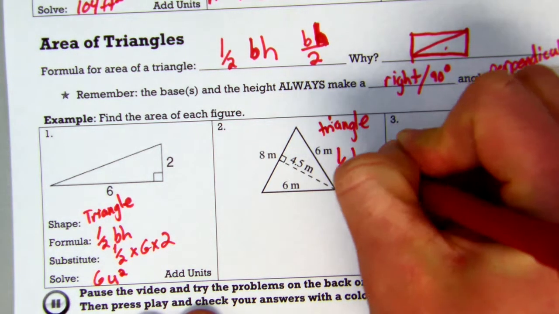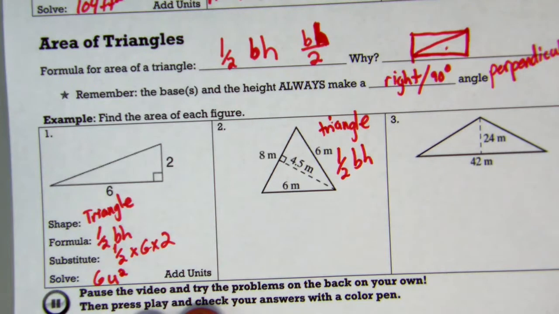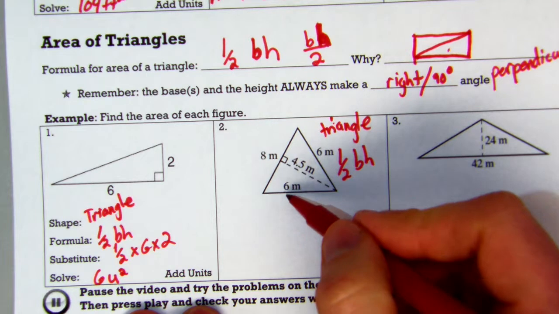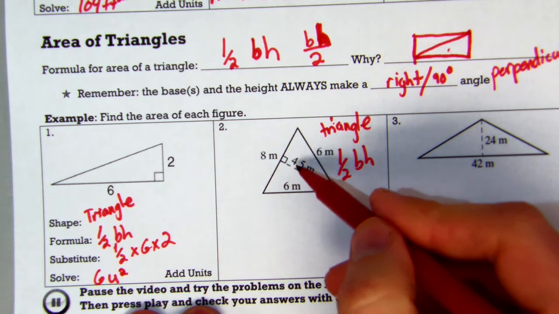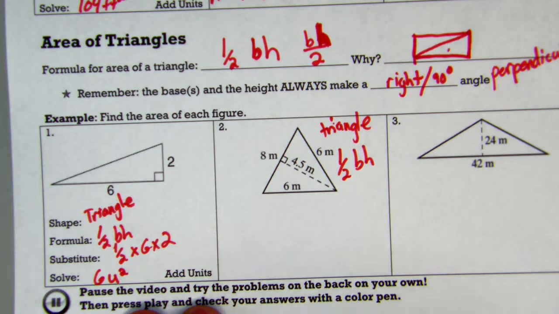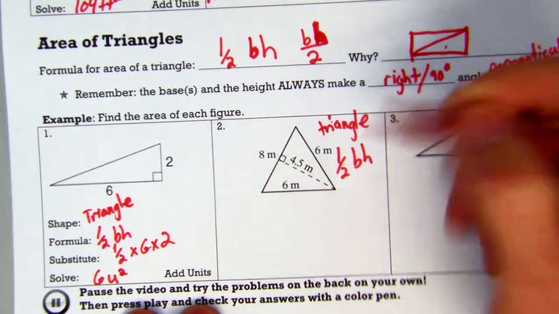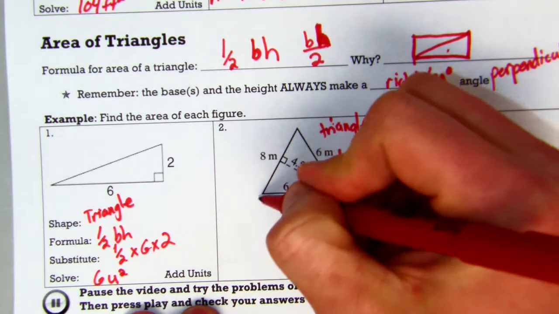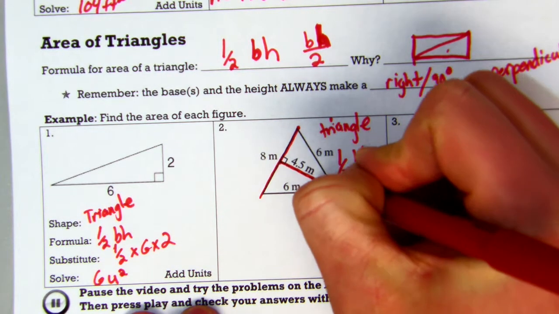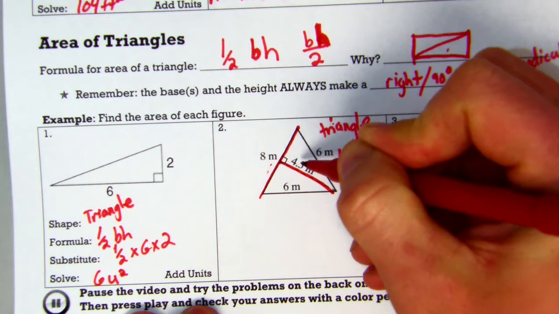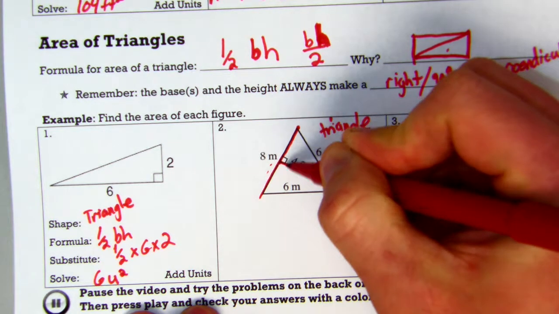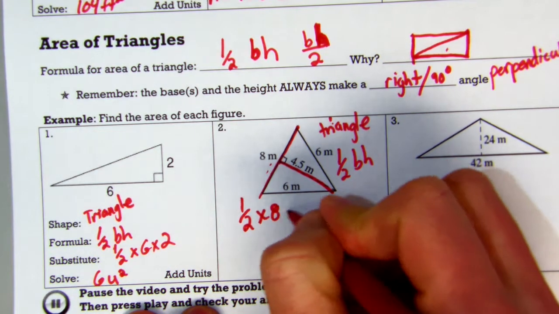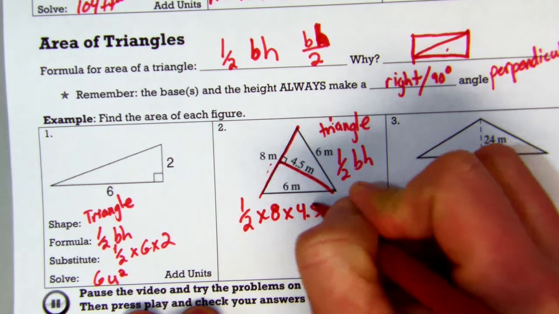Right. Our second one, again, it is a triangle, so I'm going to write it. Formula is half base times height. Now this triangle is kind of moved a little bit. We have two sides that have 6, we have a side that has 8, and we have a side that is 4.5. Not a side, but that is our height of our triangle. And notice how we have our little right angle here. Okay, so I know that 8 and 4.5, so this is going to be my base, and then 4.5 is going to be my height because they make a right angle there. So half times 8 times 4.5.